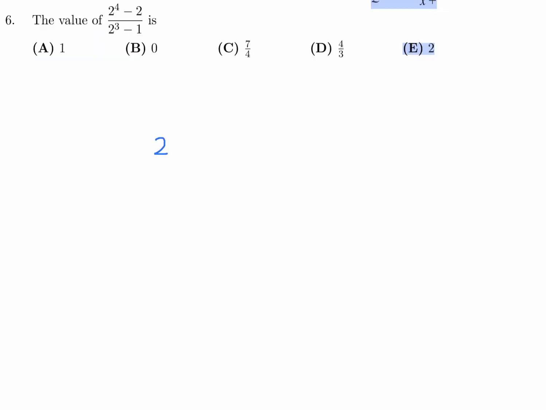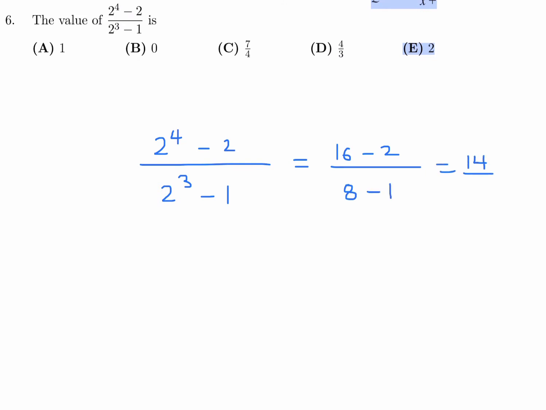What is the value of 2 to the power of 4 minus 2 over 2 to the power of 3 minus 1? 2 to the power of 4 is 16. 2 to the power of 3 is 8. So we have 16 minus 2 over 8 minus 1. 16 minus 2 is 14. 8 minus 1 is 7. 14 over 7 is equal to 2. Number 6, the answer is E.